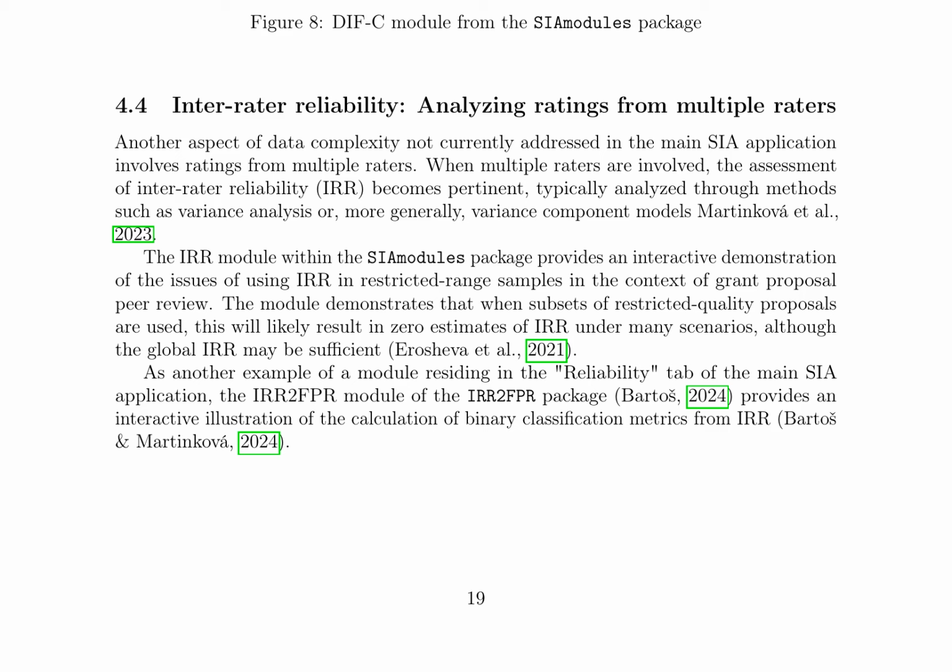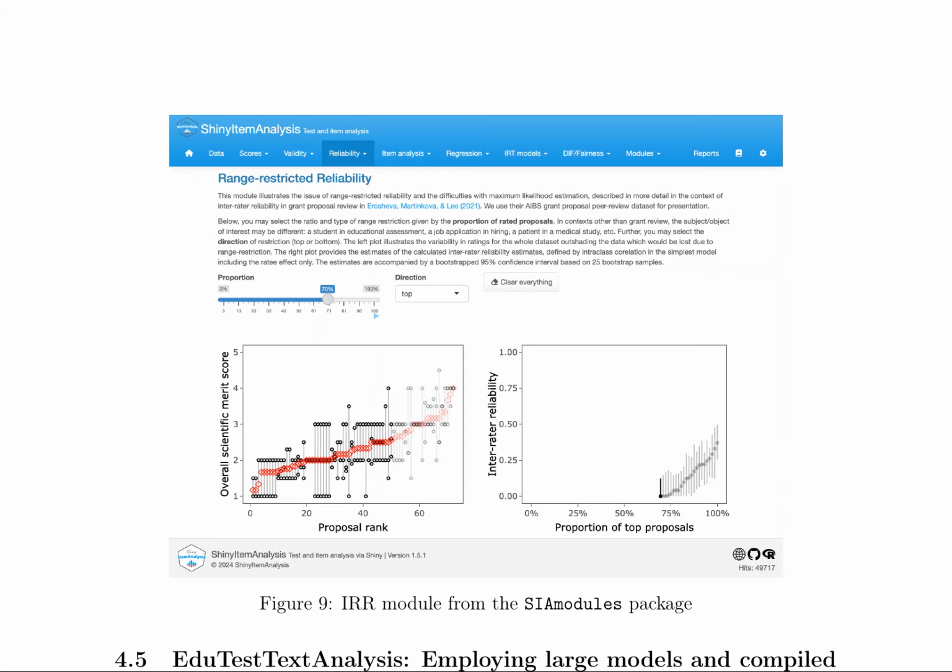The IRR module, also within the SIAmodules package, addresses the issue of interrater reliability in the context of grant proposal peer review. It demonstrates how using subsets of restricted quality proposals can result in zero estimates of IRR under many scenarios, despite sufficient global IRR. This module is crucial for understanding the complexities of rating systems involving multiple raters.